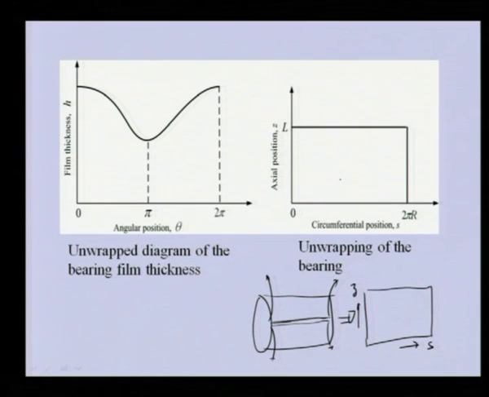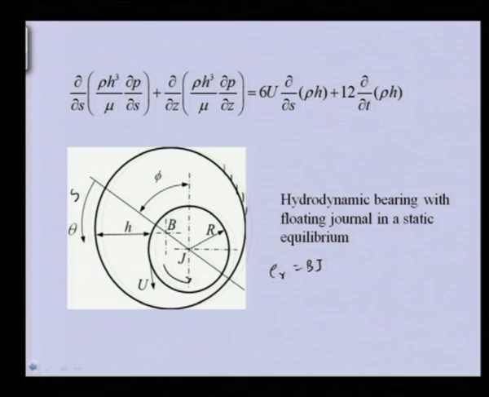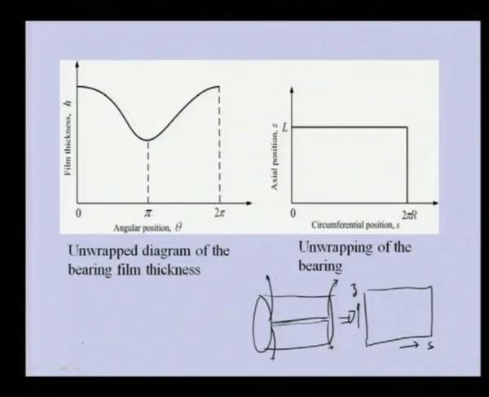And in the previous figure, we see the film thickness is maximum here and minimum here. If we cut the film thickness here and unwrap this, we will get something like this, in which this is the maximum film thickness H, which is the reference point for angular displacement, theta equal to 0, and then it is minimum here, and then it again becomes maximum.